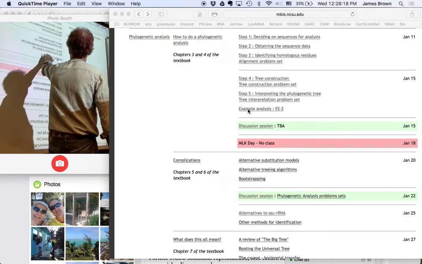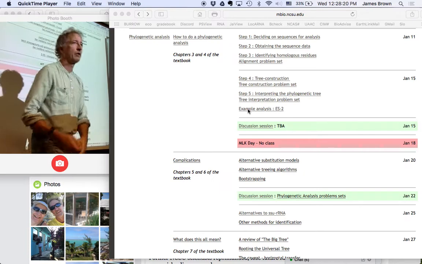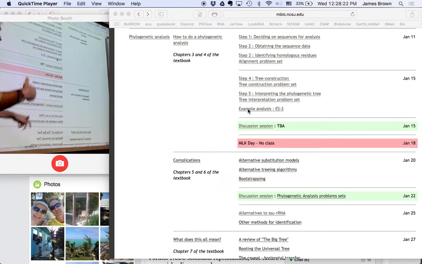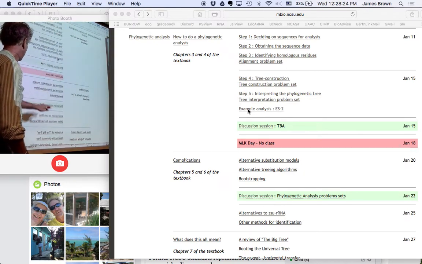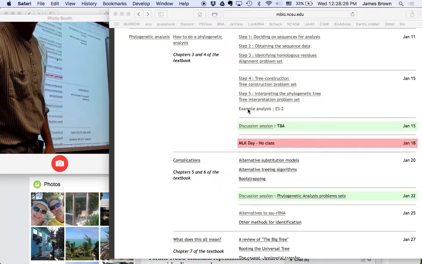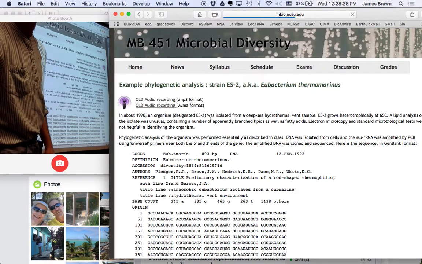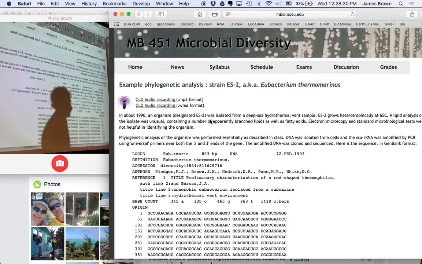And there's a problem set for tree interpretation, and we may spend some time going over that down here. So this is all very conceptual. Let's take a concrete example and go through it in a few minutes for math.